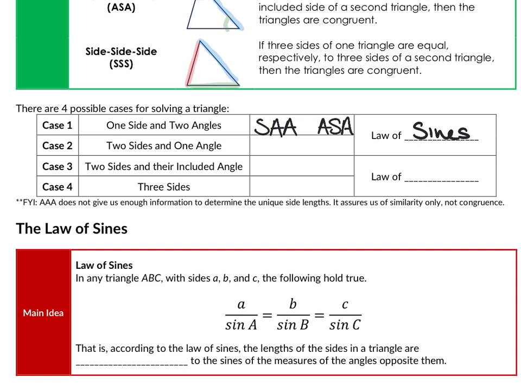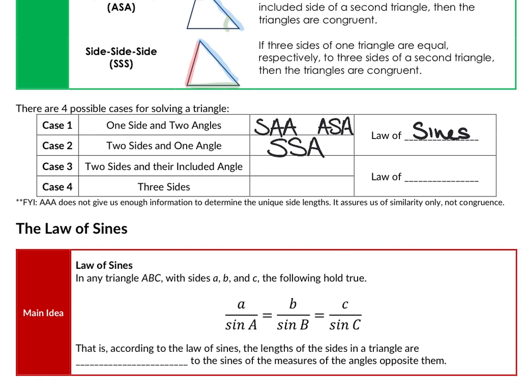If we have two sides and one angle, and we're specifically going to write it like this, side, side, angle, not the other way around, this is not enough to tell us that triangles are congruent, but it is actually enough information to solve a triangle. But it is going to be a confusing case. It has its own day. We'll get to it eventually.